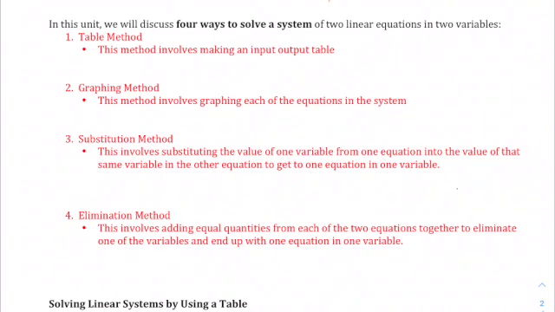In this unit, we will discuss 4 ways of solving a system of 2 linear equations in 2 variables. We're going to talk about the table method. This method involves making input-output tables. So we're going to give you tables like this, and you are going to figure it out. I'm going to show you 2 different ways. You can fill it in by hand, or you can do it on the calculator.